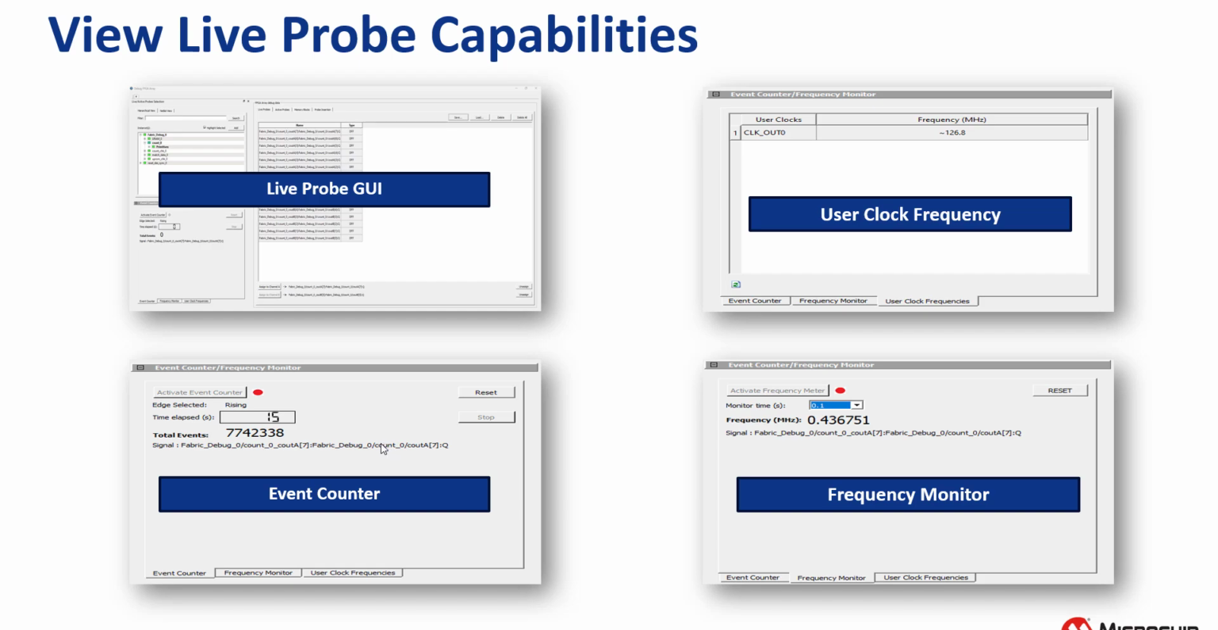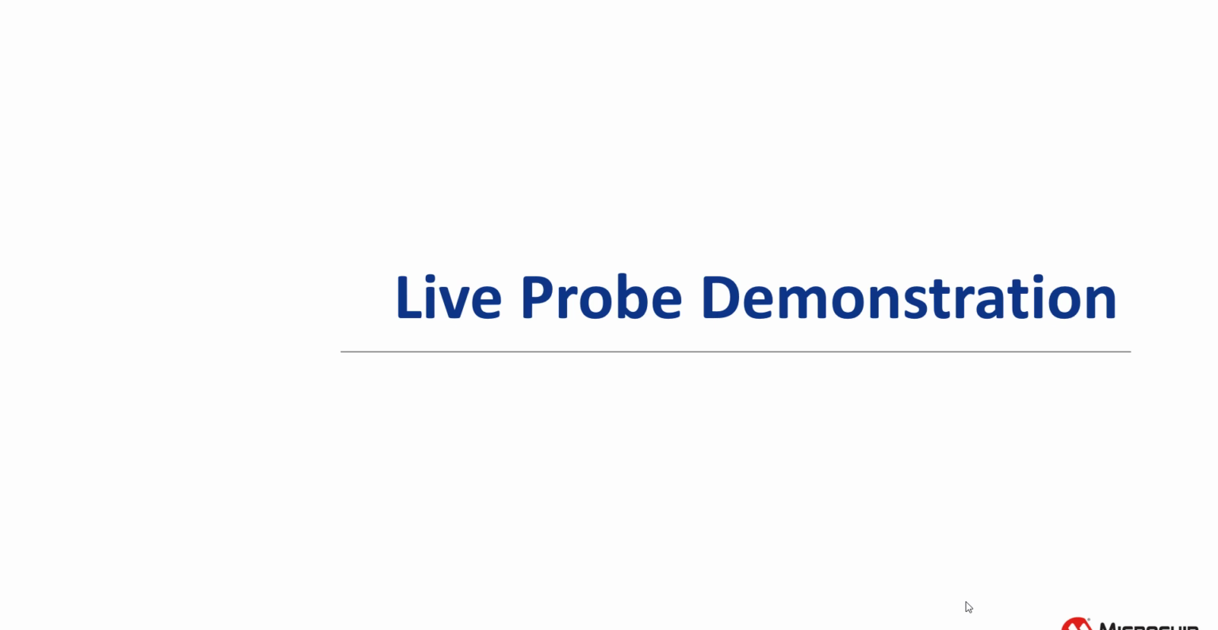If you want to observe the number of events that occurred on a signal for a time, use the event counter feature in LiveProbe. To measure the frequency of a signal, use the frequency monitor feature. The event counter and frequency monitor features only consider the signal assigned to channel A. Let us now switch to a live demonstration on LiveProbe capabilities.